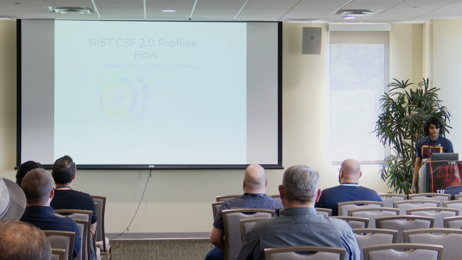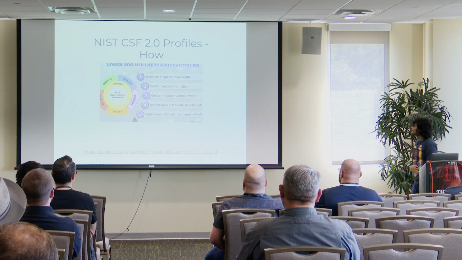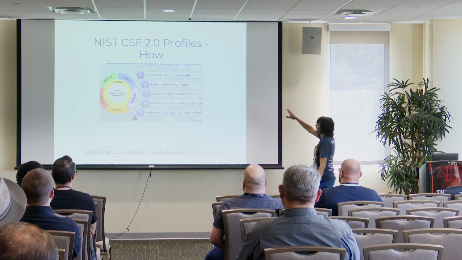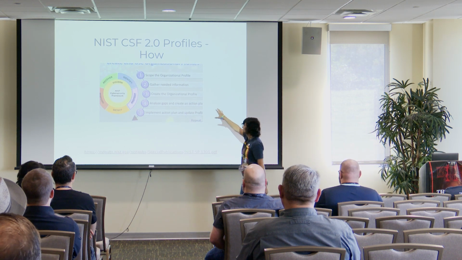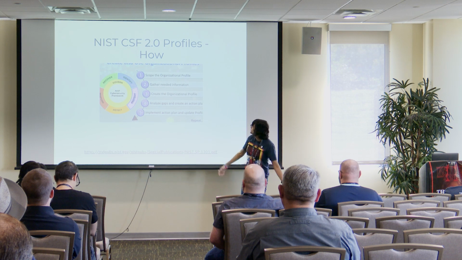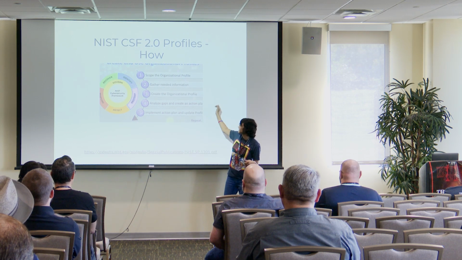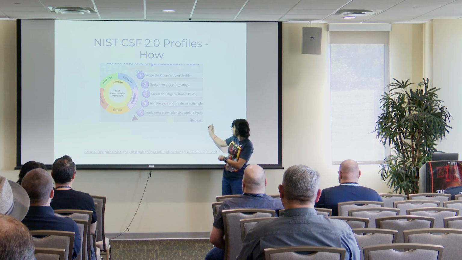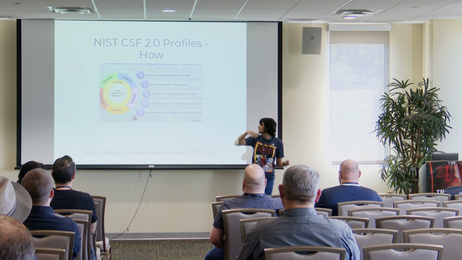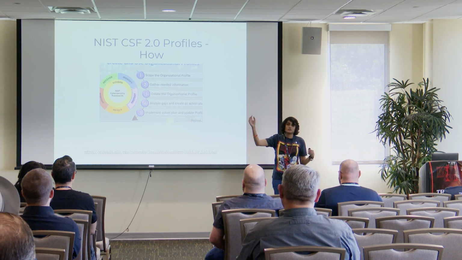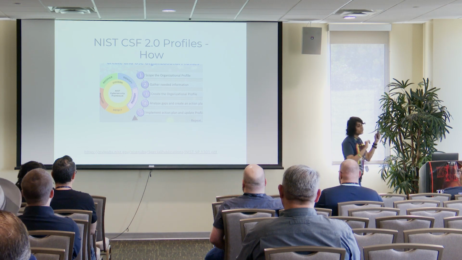Okay. And then this is how we handle the profile. This is essentially the profile life cycle, which goes through scoping, gathering needed info, creating the organizational profile itself, analyzing the gaps, and then implementing an action plan to update the profile. With me so far?